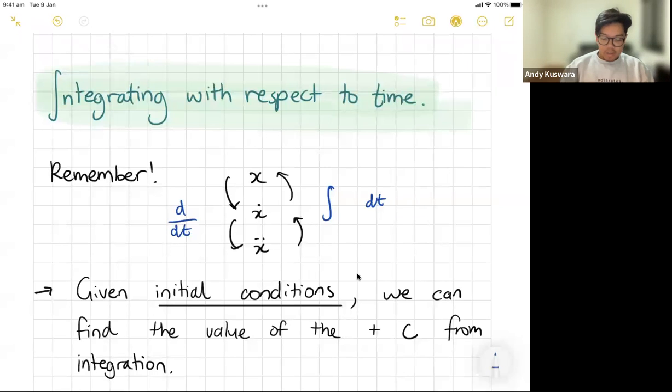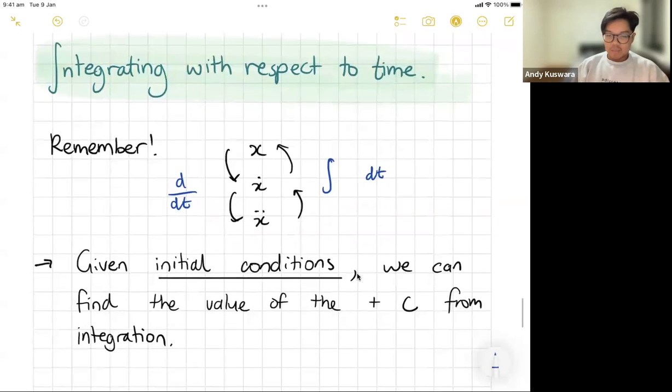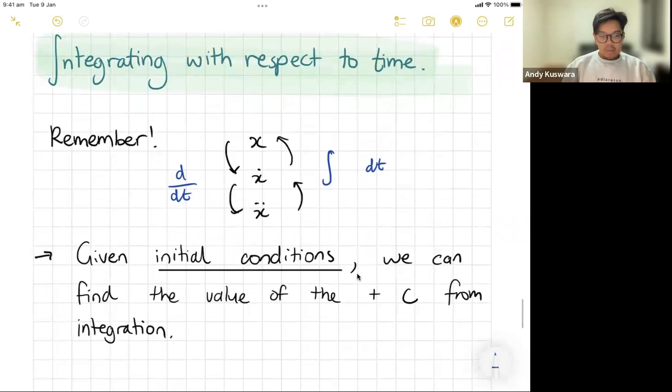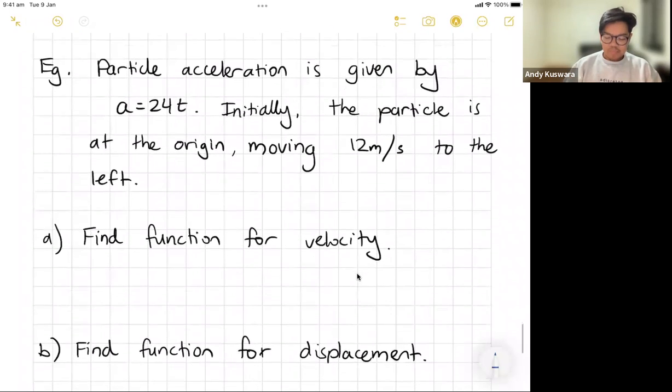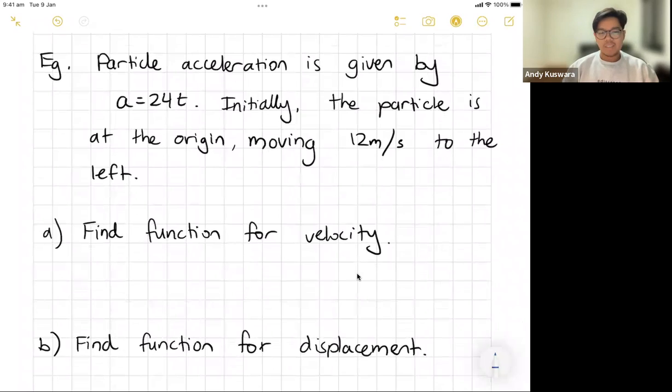Now, the other thing is when you integrate, sometimes there's a plus c. What I've written down here is they'll often, not always, give you initial conditions. That's just a fancy way of saying they'll give you enough information for you to find out whatever the plus c is when you integrate. Because we're talking about the real world now, we can't have this random plus c. We need to know what it is. We've just got one question today, so you can see what it looks like.